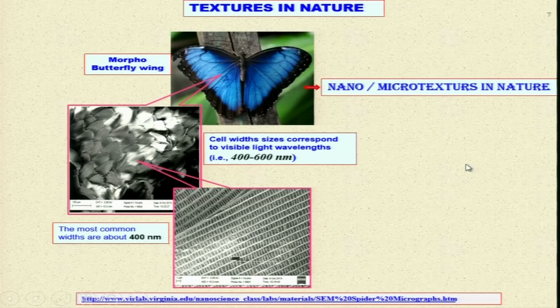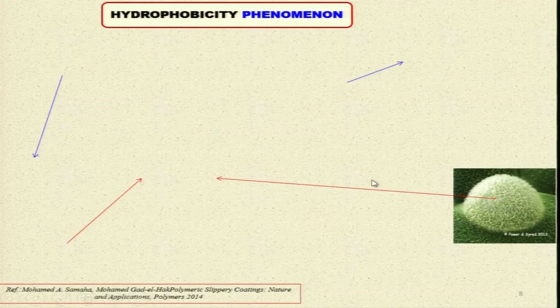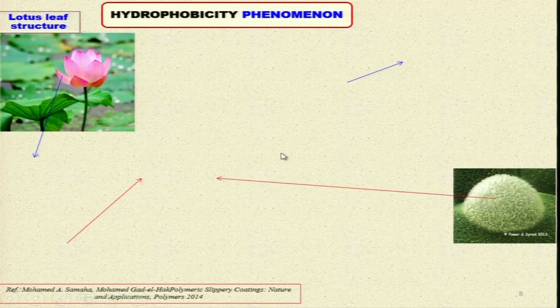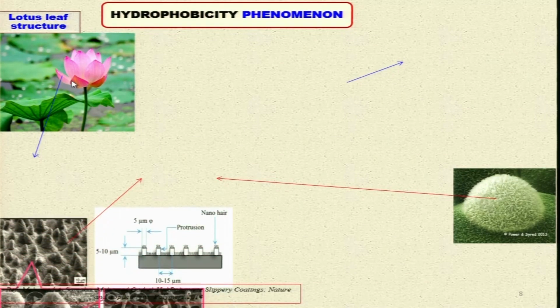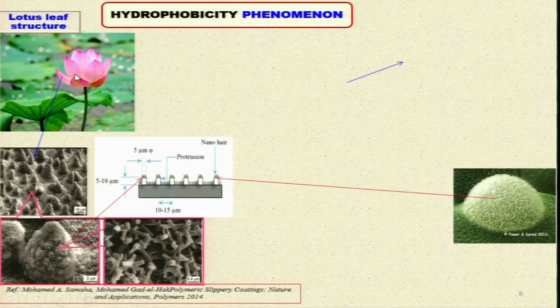This has many properties as far as this particular part is concerned. Now let us see another hydrophobicity phenomenon in nature. This is another lotus leaf structure. You can see the lotus leaves here, and we all know that if you put a drop of water, it will not adhere to the leaf, rather it will remain there and get out once you move it here and there.